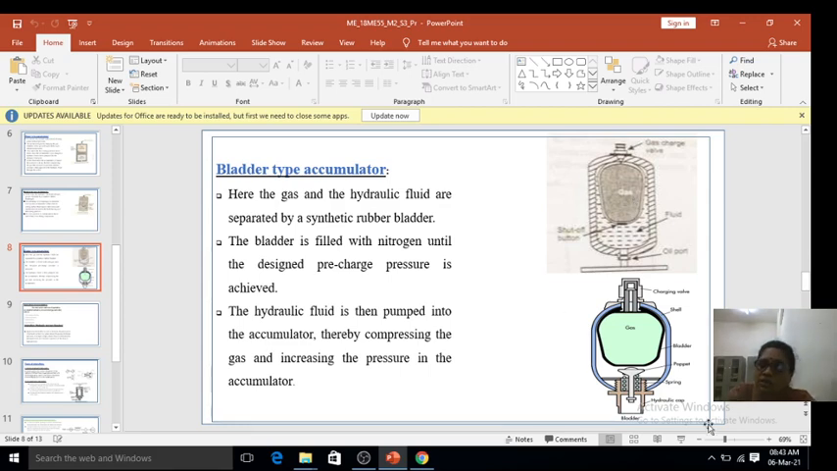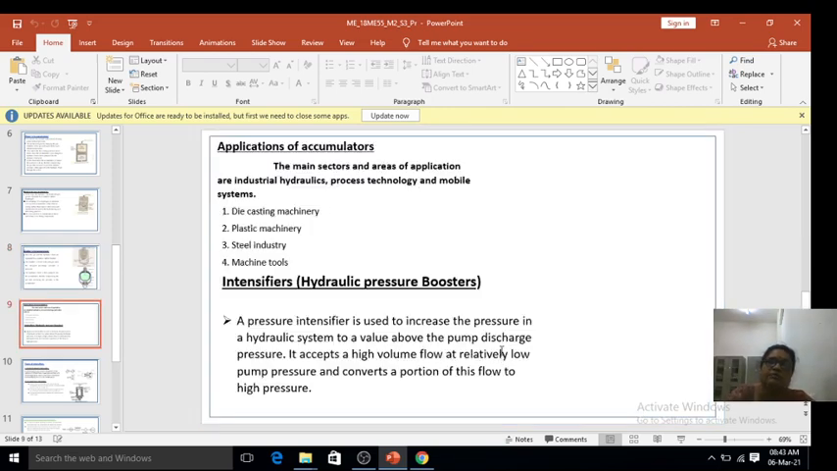You can observe one more figure here, a 3D view of this one. The hydraulic fluid is then pumped into the accumulator, thereby compressing the gas and increasing the pressure in the accumulator. So it has more advantages than any other type of accumulator.